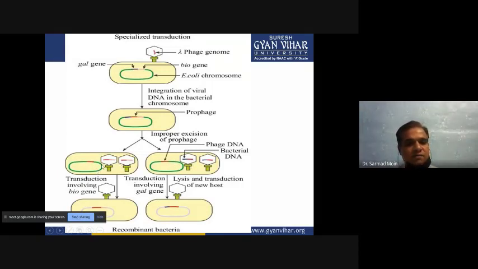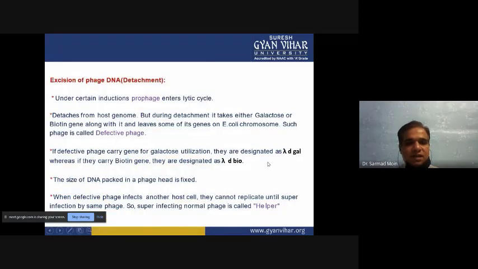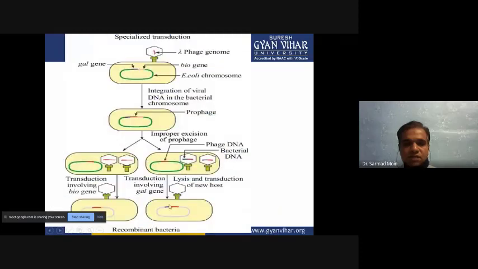By the name itself, we can say that if they are carrying the galactose utilization gene in the bacteriophage DNA, then we call it lambda D gal type of phage. If they are carrying the biotin gene, then we designate it as lambda D bio. So it depends on what type of gene they are carrying, and we name them accordingly.